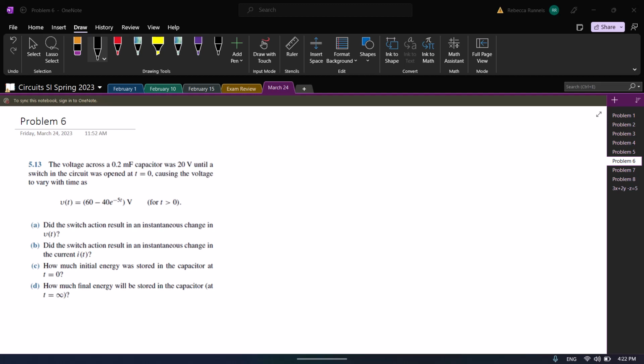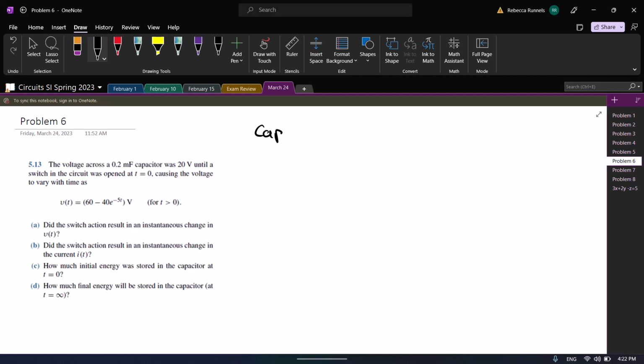The voltage across a 0.2 millifarad capacitor was 20 volts until a switch in the circuit opened at time t equals 0, causing the voltage to vary with time according to this equation. Did the switch action result in an instantaneous change in V of t? Well, the answer had better be no, and this is going to be important because capacitors cannot change voltage instantaneously.